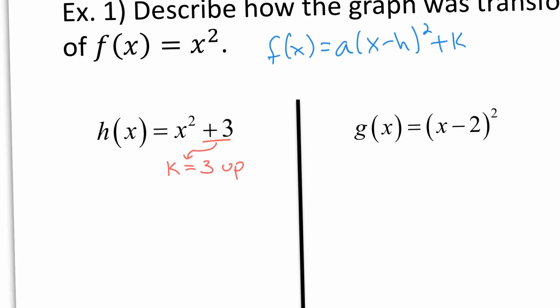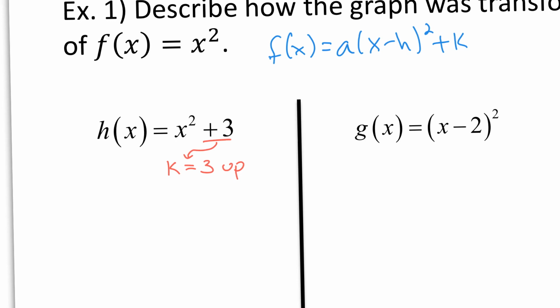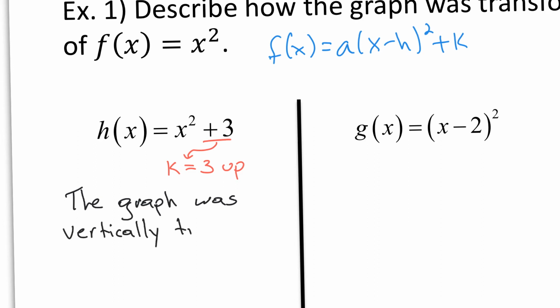So if we know that k equals 3, I'm going to write down: the graph was vertically translated 3 units up. And that's what you say, guys. What is the transformation of the new function? Well, this number here tells you guys the graph was vertically translated 3 units up. Vertically means up or down, but you guys have to be specific. Which way did it go? It went up 3 units.